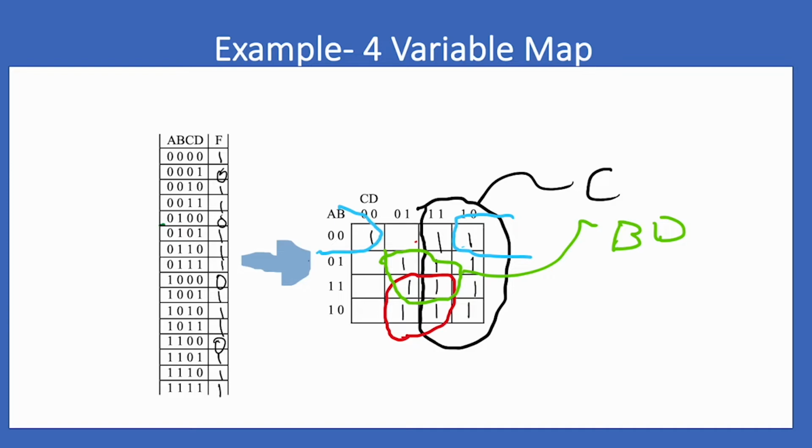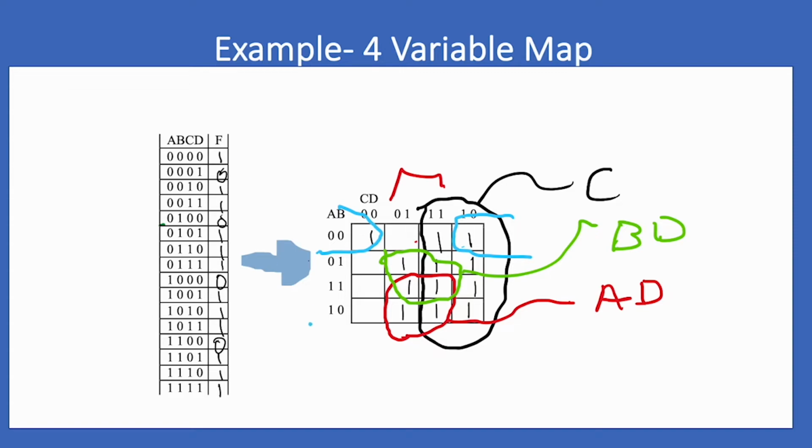And let's look at the red covering. Here's the red covering right here. So the red covering is A stays a 1, and B goes from a 1 to a 0, so we're left with A. And from here to here, C goes from a 0 to a 1, and D stays at a 1, so we get AD. And then we have the last blue covering here.